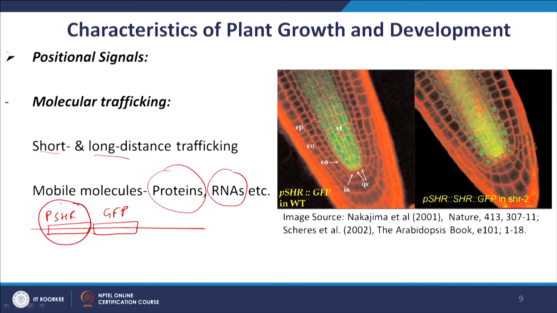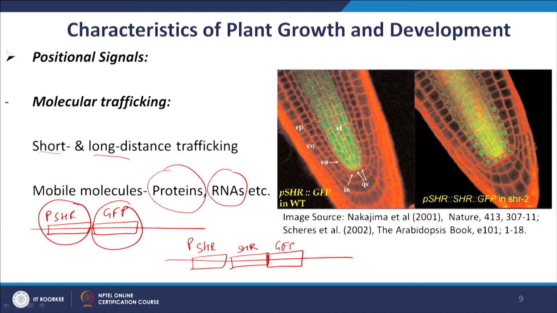Wherever this promoter is active, GFP will be expressed and you can see the signal. But in translational fusion, what you are doing? You are taking the short root promoter, you are taking the short root gene, and you are just removing the stop codon and translationally fusing it with GFP. So, you have basically fused the short root protein with the GFP.